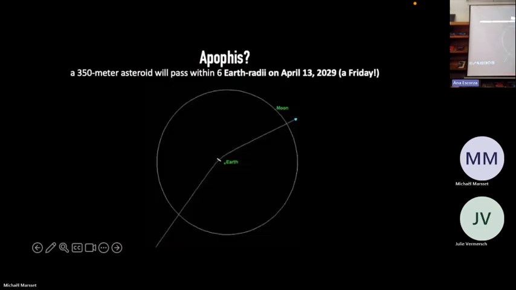And finally, Apophis. We don't have a mission yet to Apophis. Maybe we will, maybe we won't. But Apophis is really nature trolling us. It will be a 350-meter asteroid, as big as the Eiffel Tower, that will pass within 6 Earth radii, so within the orbit of geostationary satellites, on a Friday the 13th. So heads up for crazy tabloid headlines about the end of the world, but definitely it won't impact the Earth.